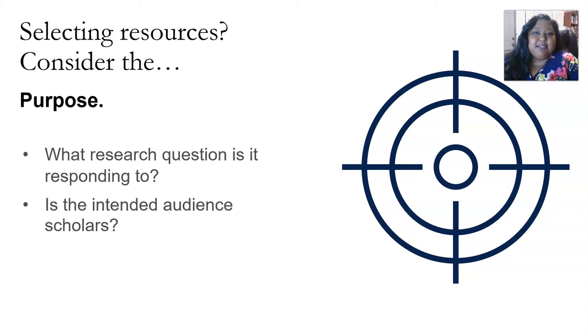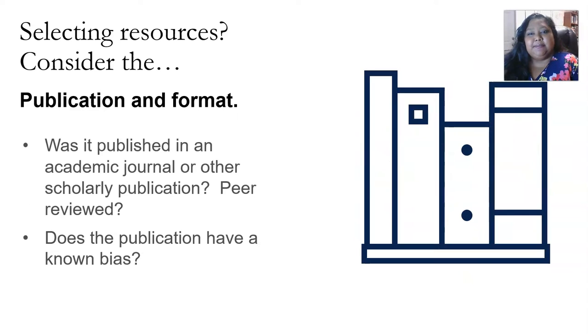Next is purpose. Why was this source created? Is it responding to a specific research question? Is it intended to educate or persuade? Is the intended audience scholarly, or is it geared to a general audience? Next, publication and format. Was it published in a scholarly publication, for example, an academic journal, or was it self-published? Was it formally peer-reviewed? And does the publication's sponsor hold a particular bias?